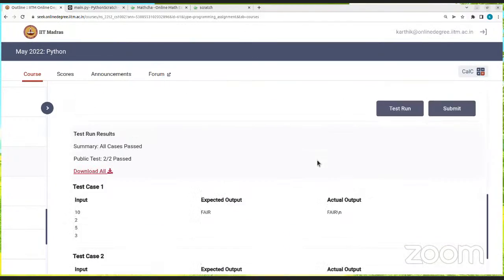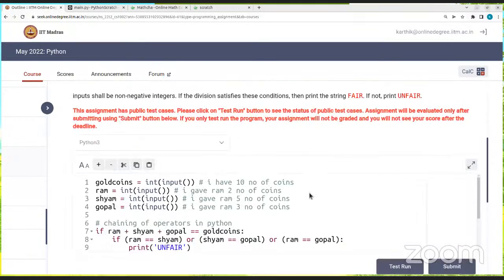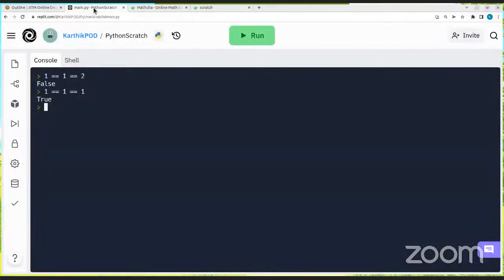Okay, so it works now. Your code works now. Sir, you were mentioning something about chaining. I didn't understand that. Can we also say A is less than B is less than C? So did it work now? Did it pass all the tests? Yeah, it passed now.